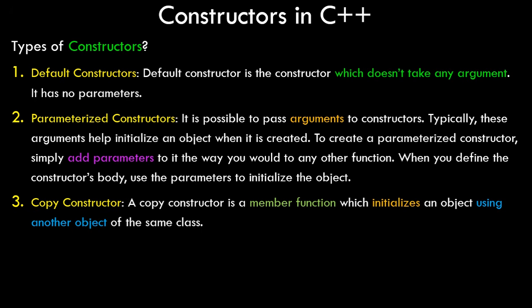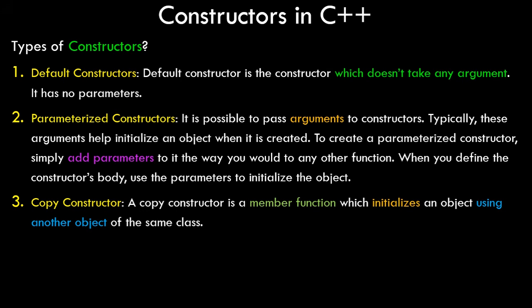Now this is a special constructor, and a copy constructor is a member function which initializes an object using another object of the same class. So there is a special use case of this copy constructor, and there's a concept as well which is known as deep copy and shallow copy, which comes along with this, and we'll discuss that in the next or further video tutorials, because it's a totally different topic which will take some more time to understand, and I've kept that as a separate tutorial itself.